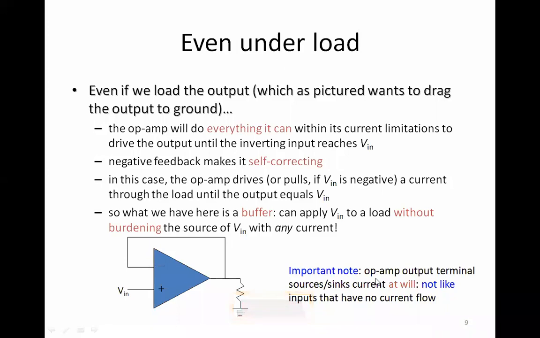One important thing that you all should make note of is that the op-amp output terminal can either sink the current or source the current, not like the inputs that have no current flow. So this can act as a current source or a current sink, which means you can get current through this, or you can sink the current here. There are a lot of applications with respect to op-amp. So is this clear? Can I move forward?